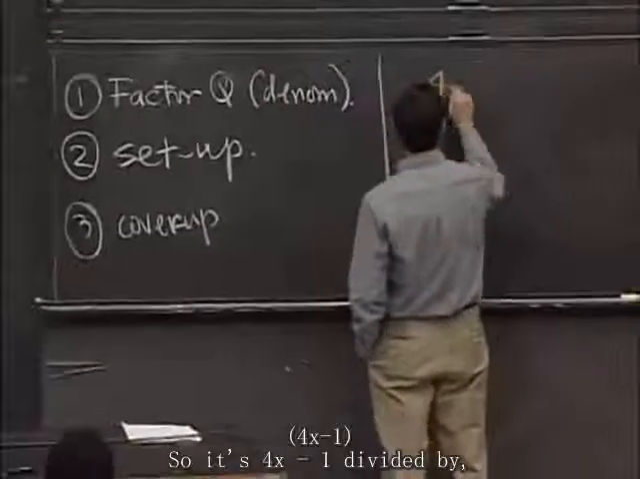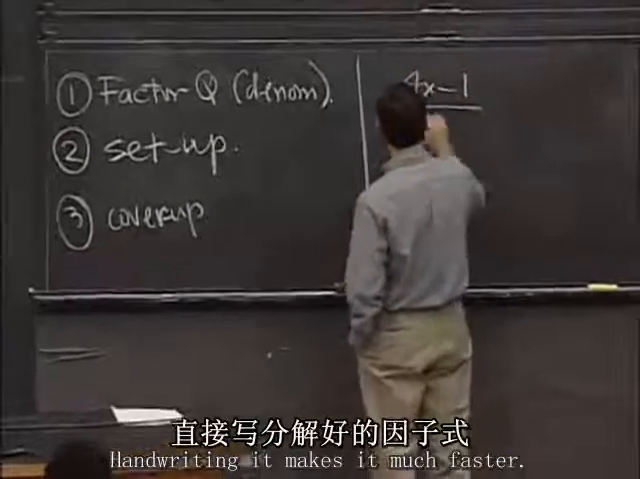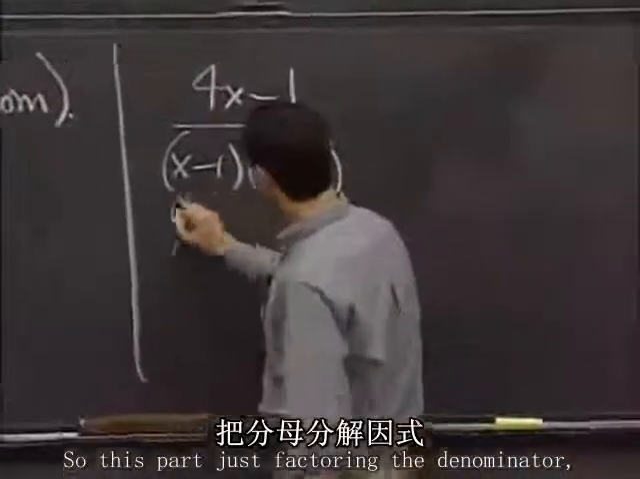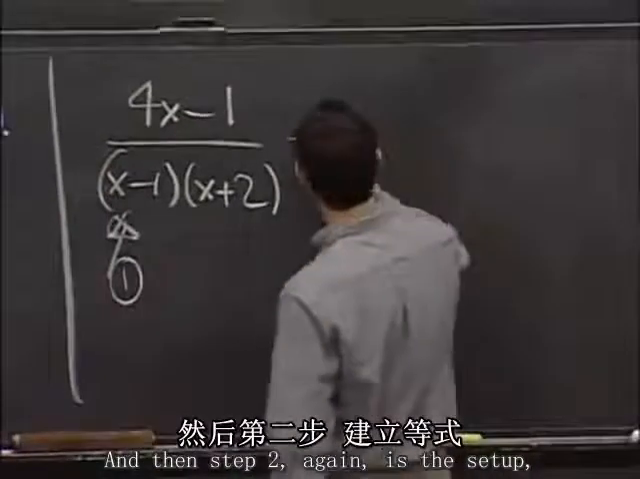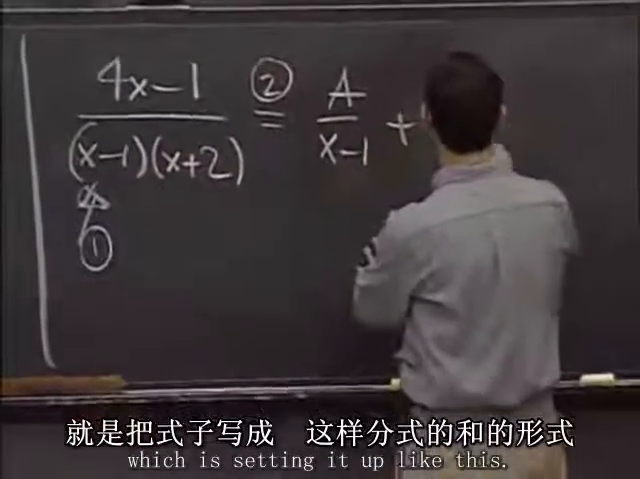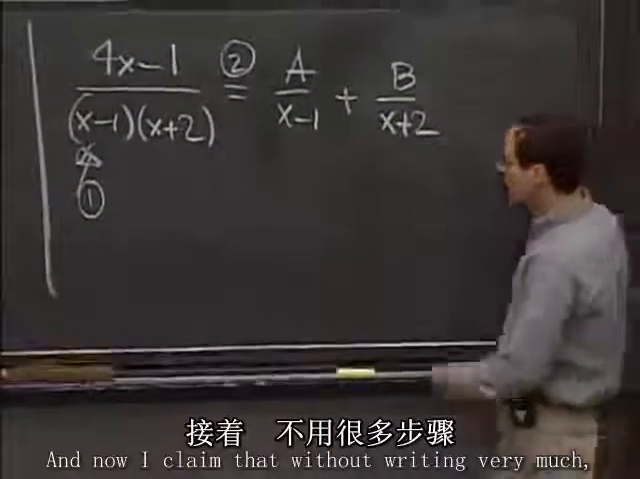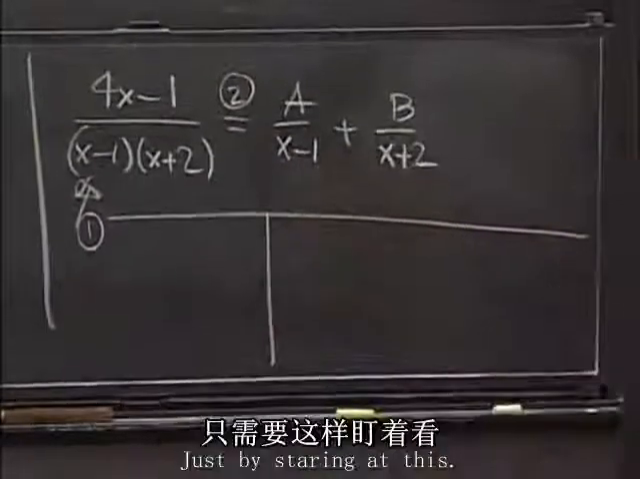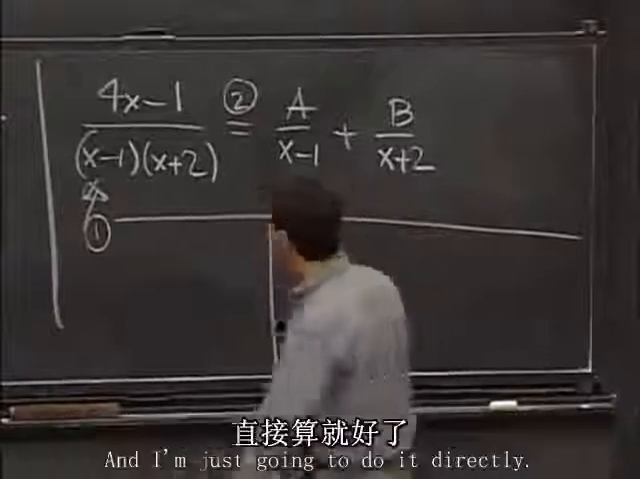So it's 4x minus 1 divided by, so this is to eliminate handwriting. It makes it much faster. So this part, factoring the denominator, that was step 1. And then step 2, again, is the setup, which is setting it up like this. All right? That's the setup. And now I claim that without writing very much, I can figure out what a and b are just by staring at this. So now I'm just going to think what I did over there, and I'm just going to do it directly.